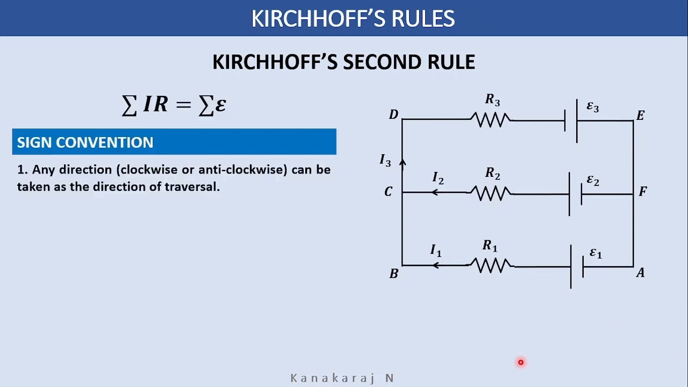Sign convention. One, the direction clockwise or anti-clockwise can be taken as the direction of traversal. Look here. Now, here we consider the clockwise direction as the direction of traversal. In the lower loop, once again we take the clockwise direction as the direction of traversal. In all the loops, we consider the clockwise direction as the direction of traversal.